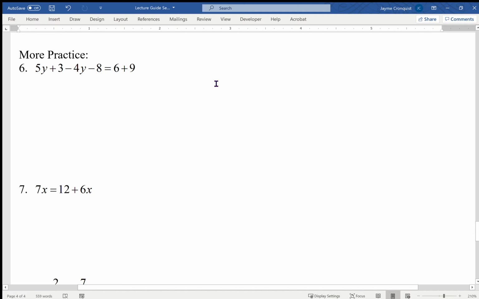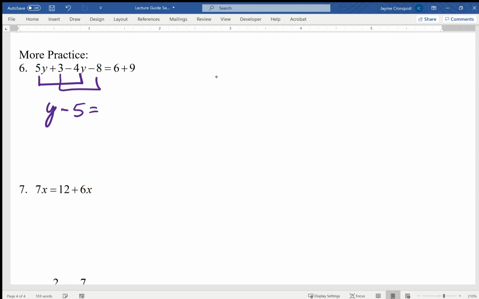Okay, so this is our last page, couple more practice ones. Oh boy, we got all kinds of stuff here. So, first thing we're going to do is put our variables together. I draw little brackets like this, so I know that I've connected all the y's. So I have 5y minus 4y. That's going to leave me with y. I have plus 3 and a minus 8, gives me minus 5. And I have a 6 plus 9, which leaves me with 15. Now I add 5 to both sides. I get y is equal to 20.